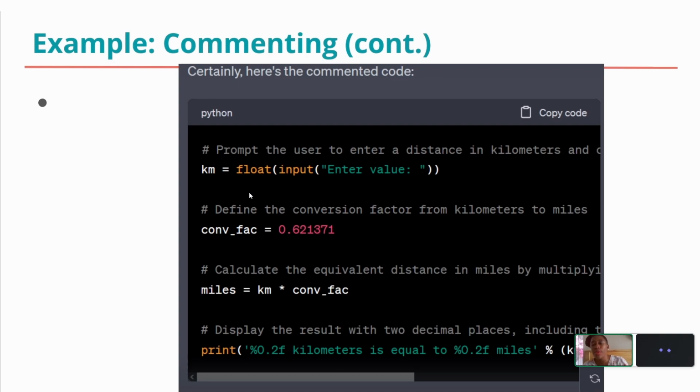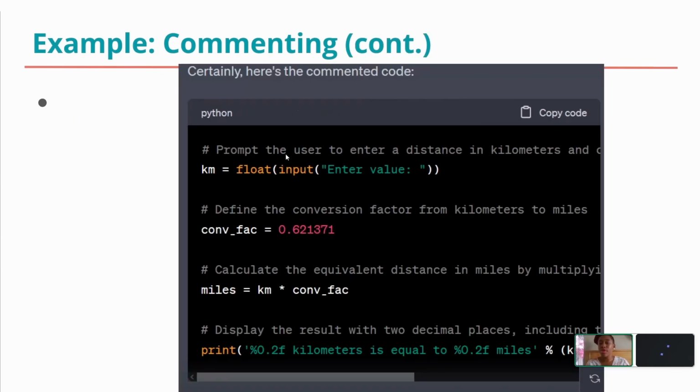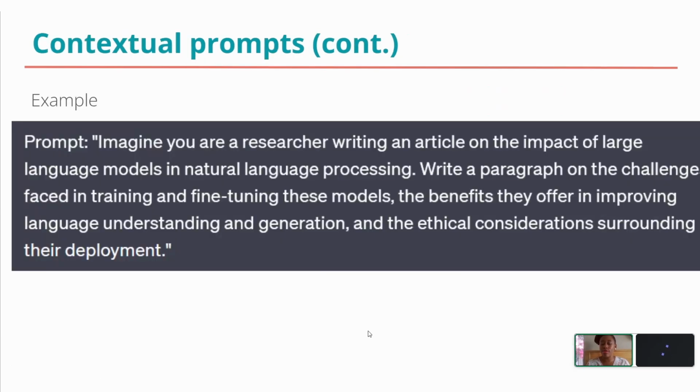In this specific example that I asked, it understood the code. Even though I didn't say kilometers, for example, it understood that this is asking for kilometers. So prompt the user to enter the distance in kilometers, the comments are cut, but then you get an idea. And define the conversion factor from kilometers to miles and calculate the distance in miles and then display the result.